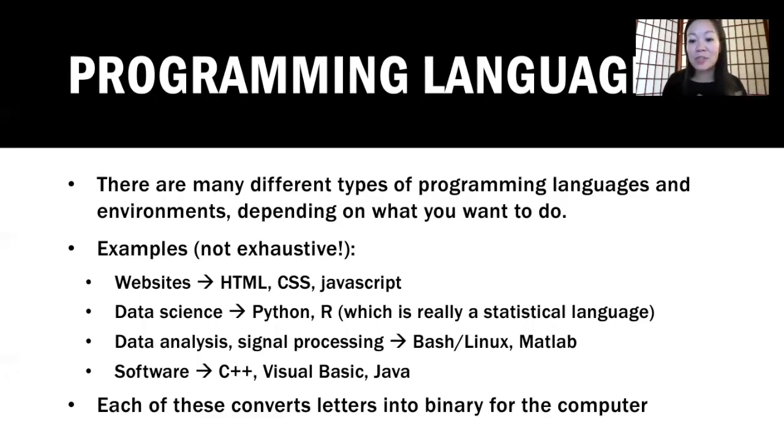R is another one, which is really a statistical language, but you program to some degree with it, where you just give it commands and it does what you've told it to do. There's also other types of data analysis and signal processing. So like Bash or Linux is like a native terminal. MATLAB is a whole programming environment. And then if you wanted to create your own software, you might use, for instance, C++ or Visual Basic or Java or any number of packages.